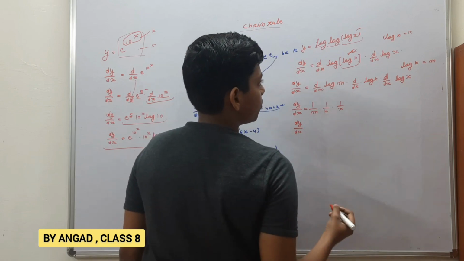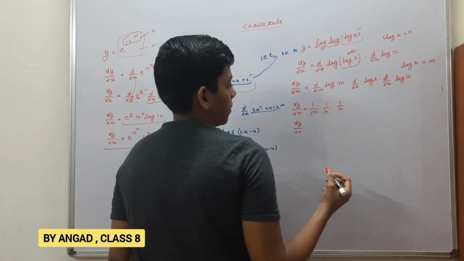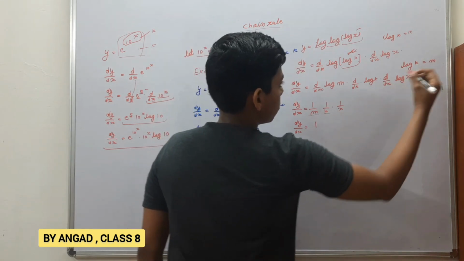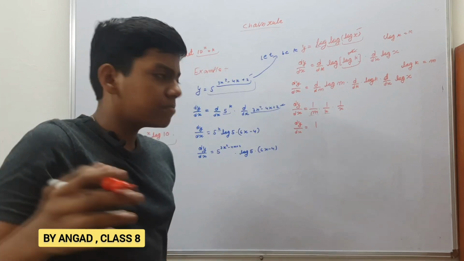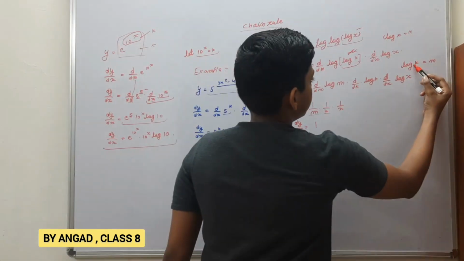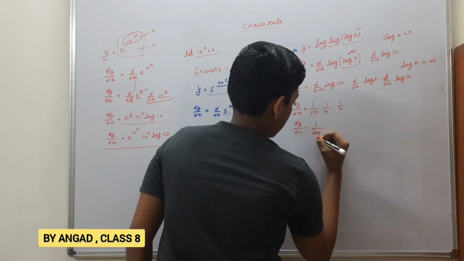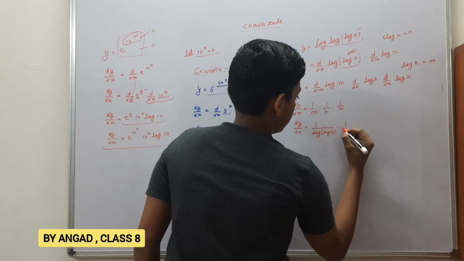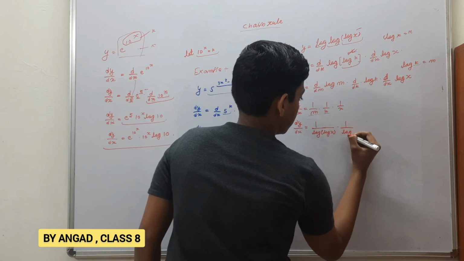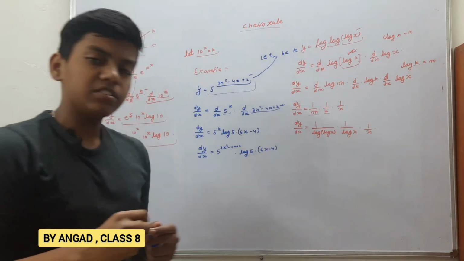Now let's put the original values. Here k is log x and m is log k. So it means m is log k, which means we can say m is equal to log x, as k's value is log x. So we get 1 by log x, then log x into 1 by log x into 1 by x. So now this is the answer.